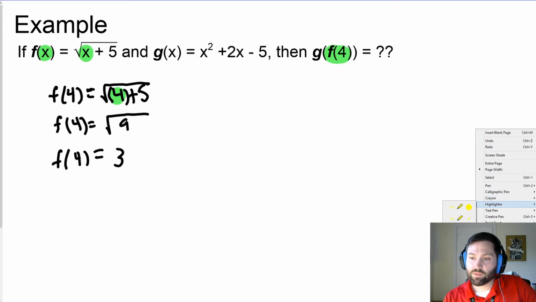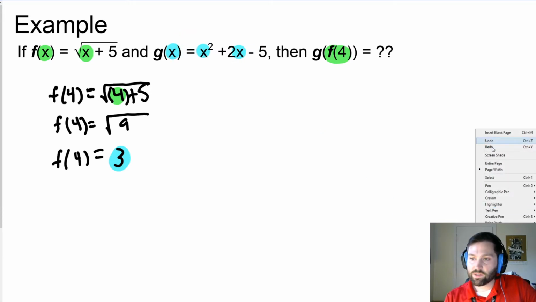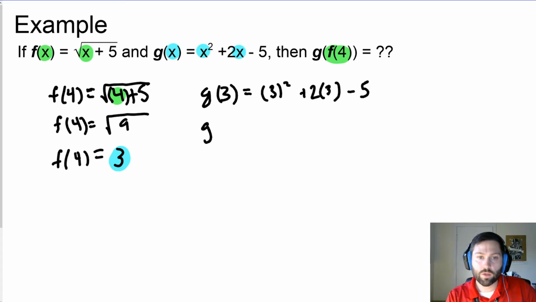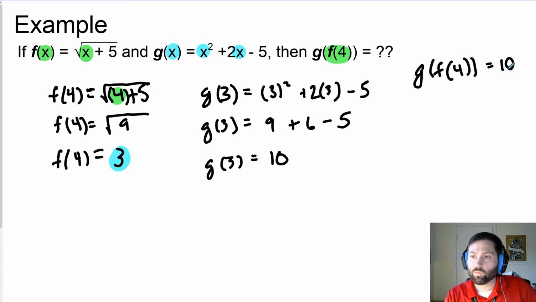So this 3 becomes the input for my other function, g. And so g is going to get 3 put in for all of those x's. So I'm actually going to evaluate it as g of 3 equals parentheses 3 squared plus 2 parentheses 3 minus 5. So g of 3 is equal to, so 3 squared is 9, plus 2 times 3 is 6, minus 5. So g of 3 is equal to 9 plus 6 is 15, minus 5 is 10. So I can say now that g of f of 4 is 10. And if you think about it, f of 4 is 3, so then g of 3, I basically made a substitution in order to find my final answer.